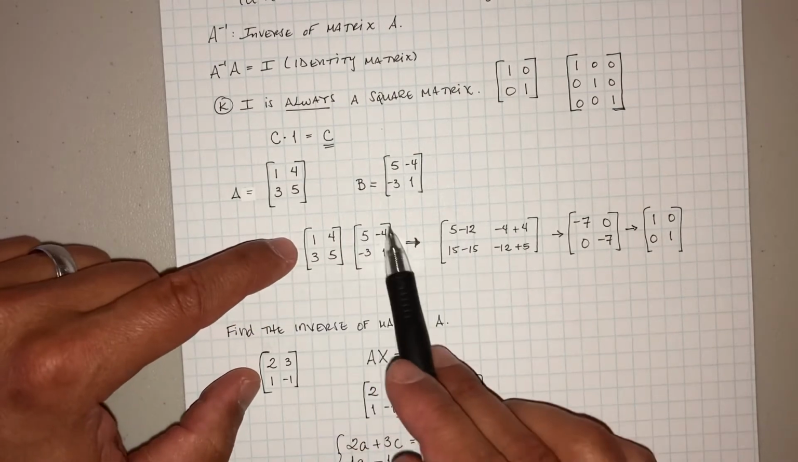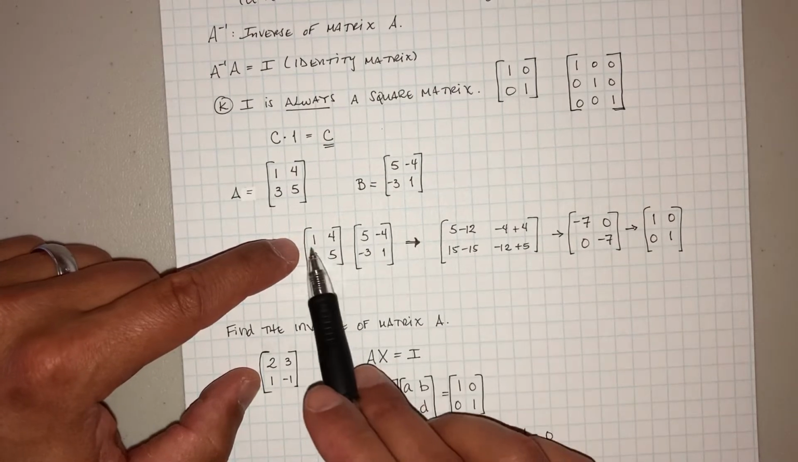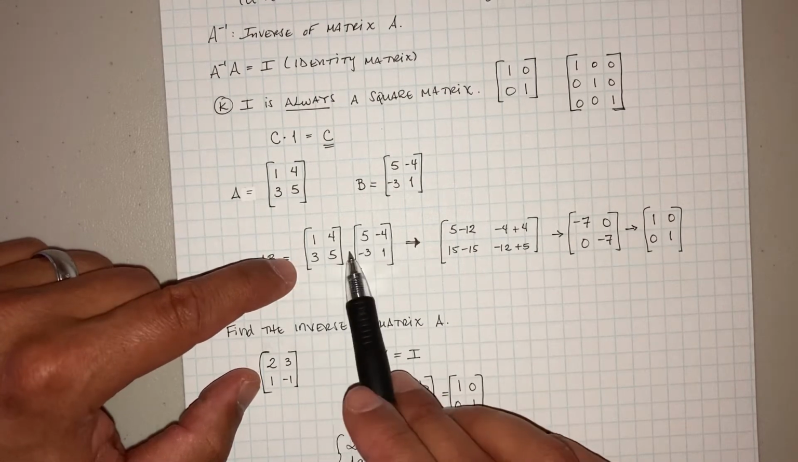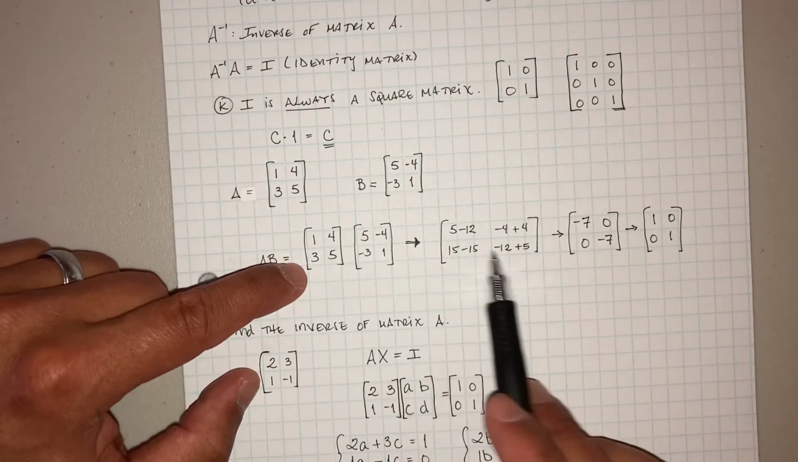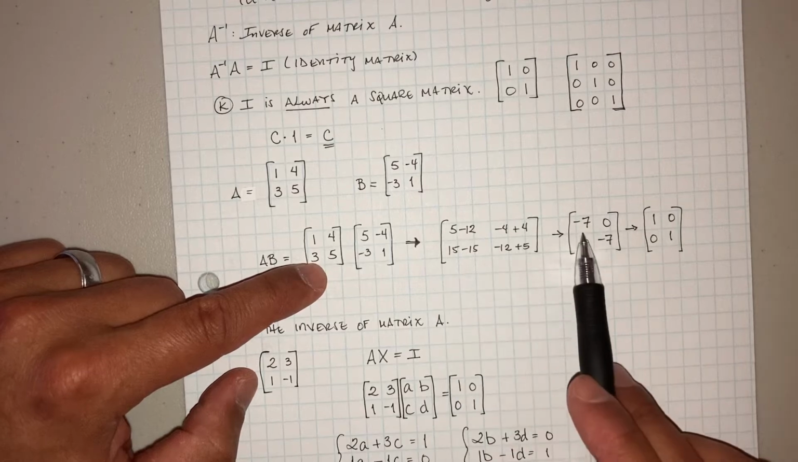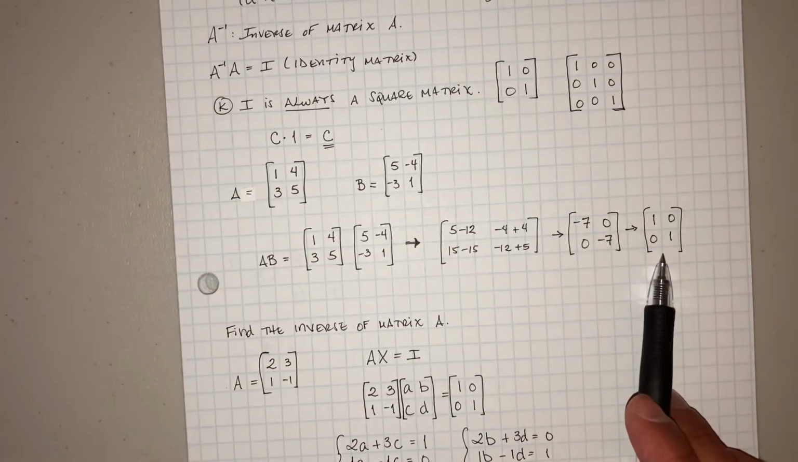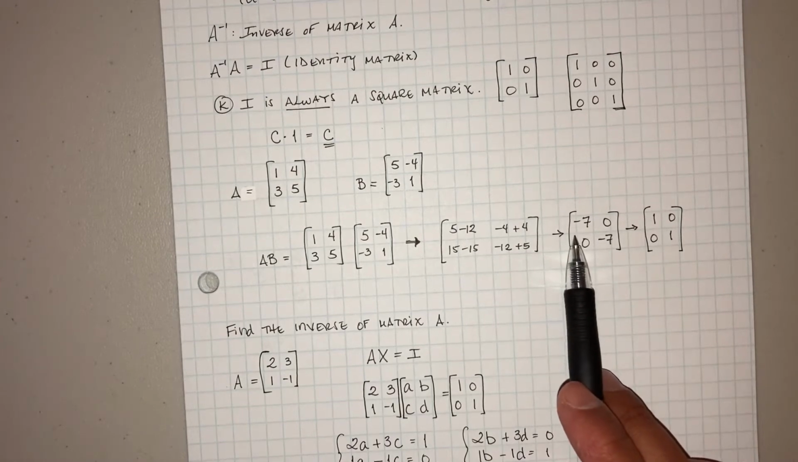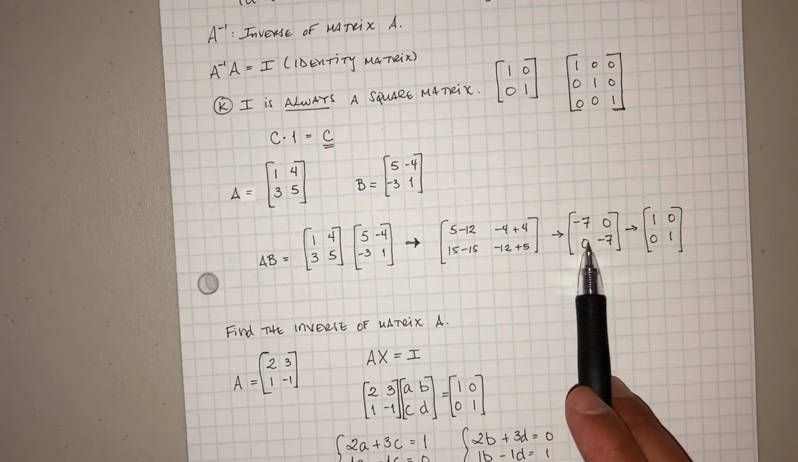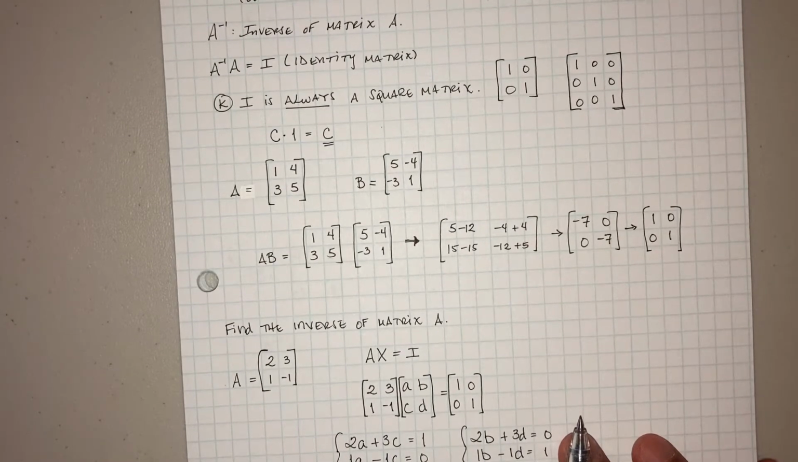And then first row, second column: 1 times negative 4 is negative 4, 4 times 1 is 4. And then second row, second column: 3 times negative 4 is negative 12, 5 times 1 is 5. And then when you do the math, you get negative 7, 0, 0, negative 7. Well, to change it into an identity matrix, you would have to divide by negative 7. Everything divided by negative 7, and you end up with the identity matrix. And that's the essence of finding the inverse of a matrix.